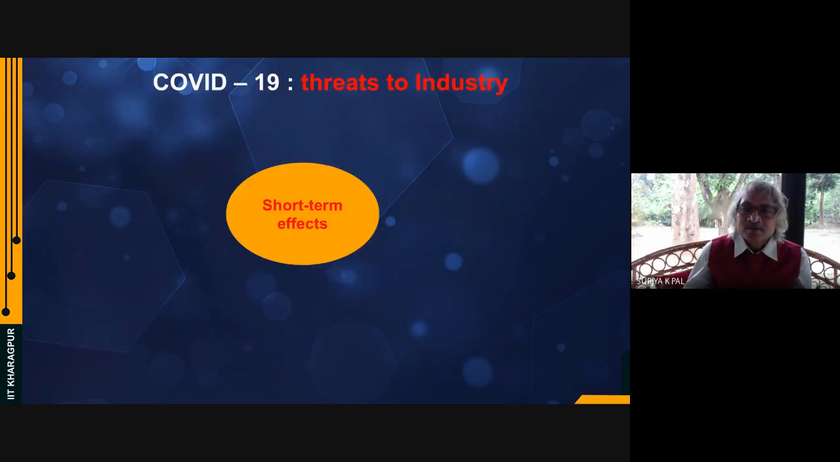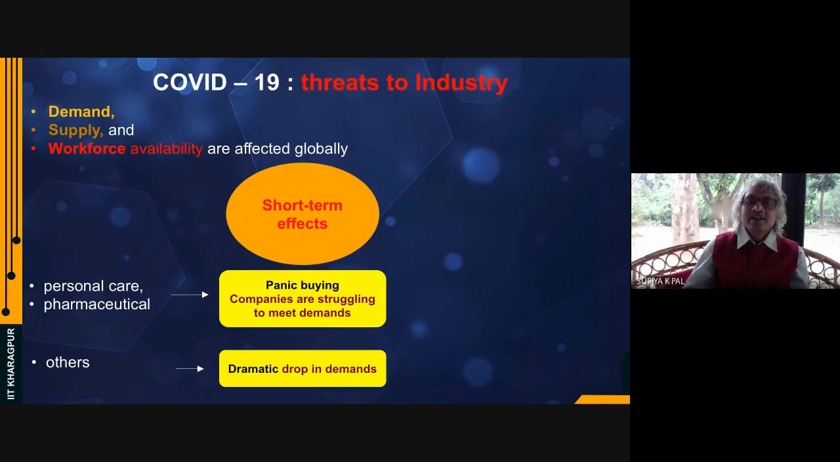But all of us are getting affected. Think of the manufacturing sector. The manufacturing sector is getting affected through different modes. One is the short-term effect, another is the long-term effect.